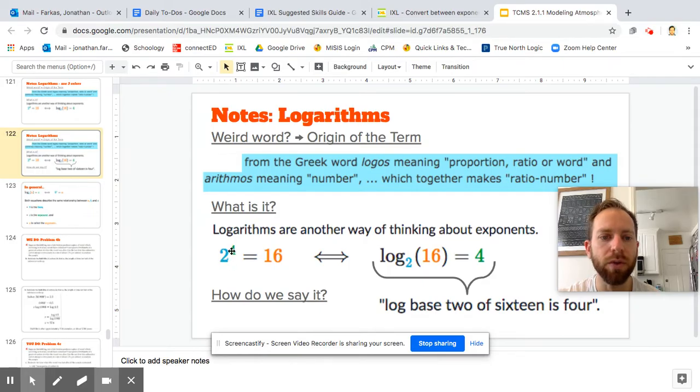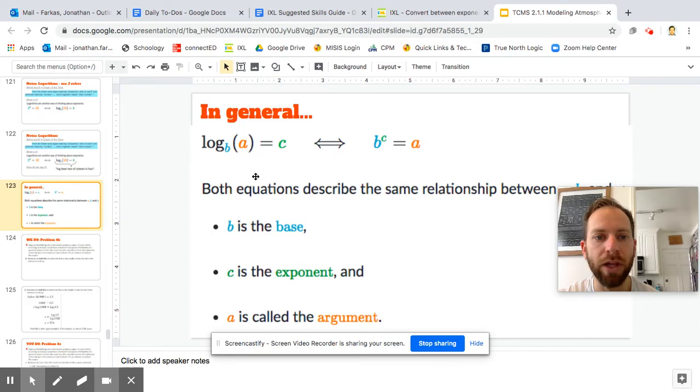So if you have 2 to the 4th power, 2 times itself 4 times, that's equal to 16. But another way to write that in logarithmic form is log base 2 of 16 equals 4. So in general, we can generalize this with the formula log base b of a equals c. And that's the same as b to the power of c equals a.